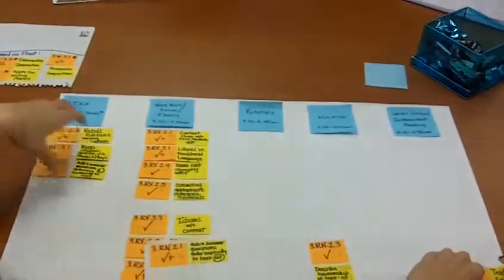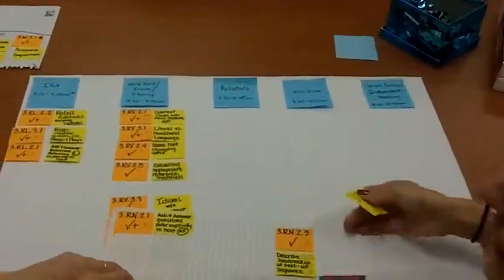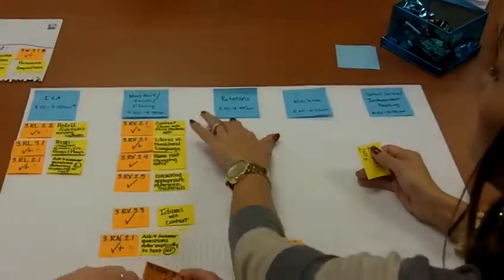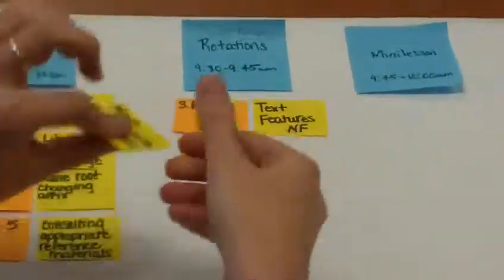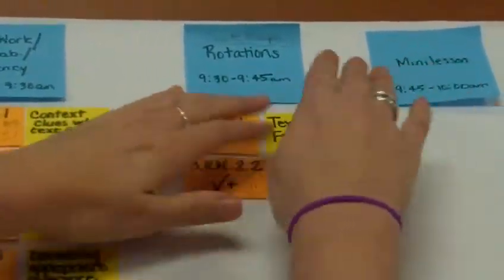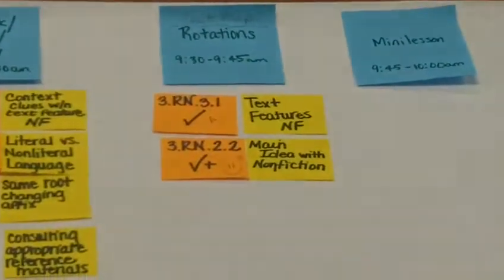So like text features. They have to know text features before we can even start modeling a text. They have to know what that is. So that would be something good here. Understanding the main idea of that text, kind of using the text features to flow right into the main idea here.